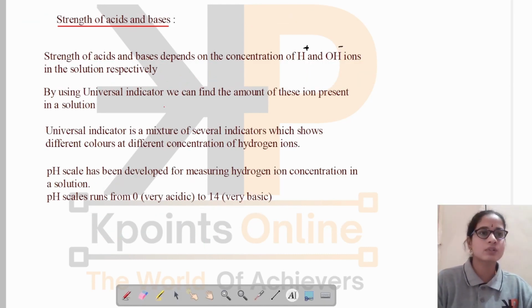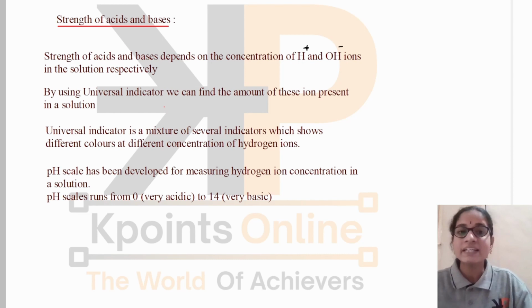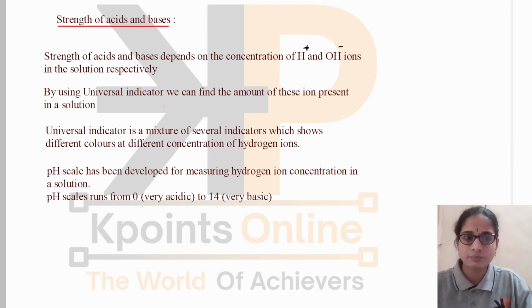So now we will discuss the strength of acids and bases. We know that the strength of acids and bases depends on the concentration of H+ ions and OH- ions, that is, the amount of hydronium ions and hydroxide ions. We have qualitatively determined whether a given substance is acid or base by using indicators. We have come across many indicators like phenolphthalein, methyl orange, China rose, etc. We have determined the acidic or basic character by using them. But now, we have to determine how strong an acid is and how strong a base is.